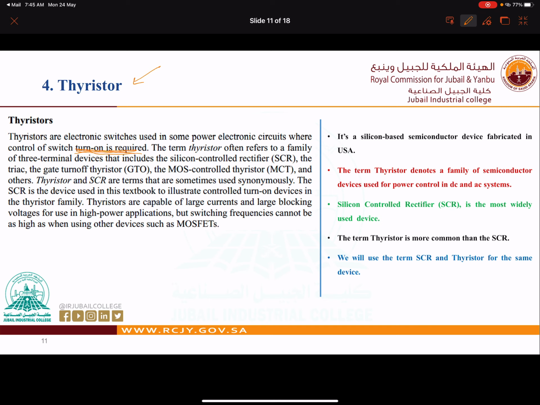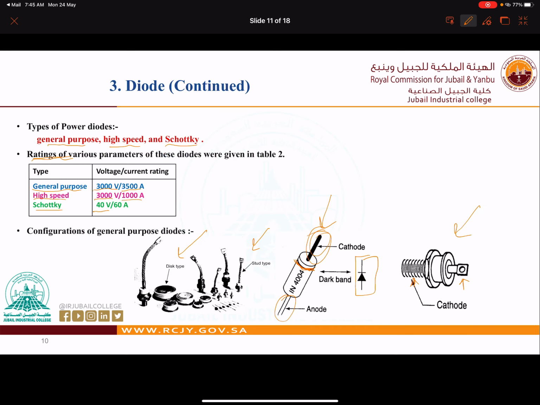It is referred to as a family of 3 terminal devices. Because it has 3 terminals, the family includes the silicon controlled rectifier, as we said, SCR. We have GTO, we have MCT. Let me just go back to make sure.